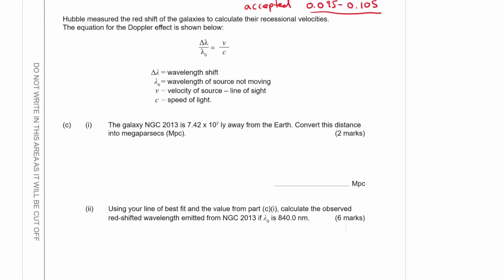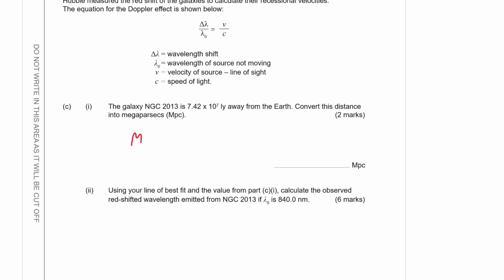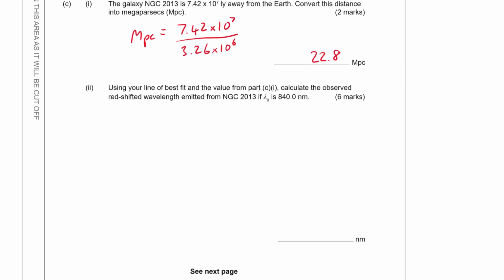Moving on, the galaxy, blah, blah, convert this distance to megaparsecs. Okay, looks like pretty easy marks. So to get it in megaparsecs, you just want to take the 7.42 times 10 to the 7. And there's a unit conversion in your data sheet, 3.26 times 10 to the 6. And that ends up being 22.8. But then the plot thickens, because the reason they get you to do that is because they want you to use your line of best fit and that value to calculate the observed red-shifted wavelength emitted. So there's a fair bit of stuff to do.